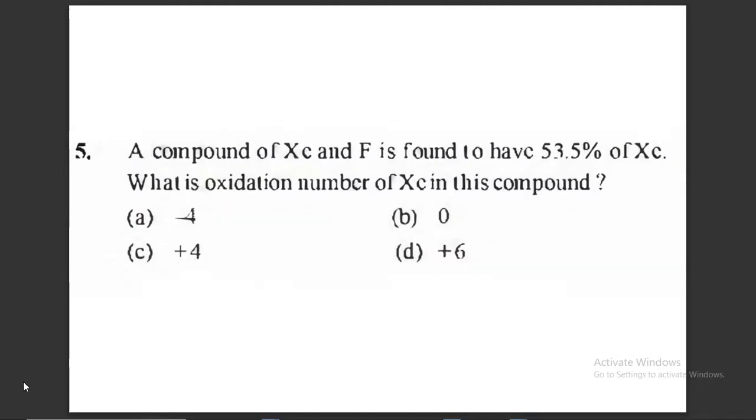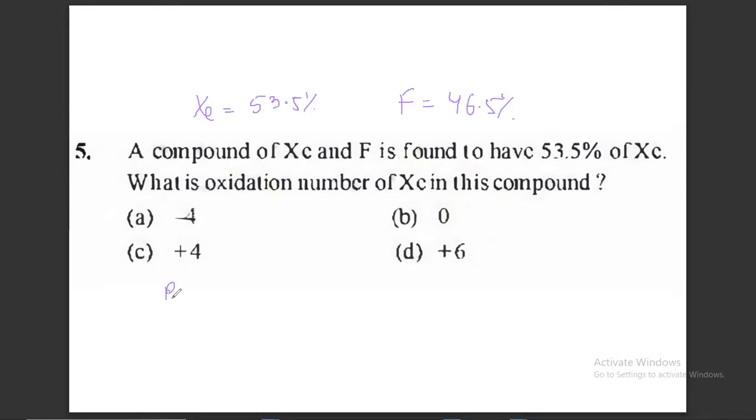Moving on to question number 5. A compound of xenon and fluorine is found to have 53.5% of xenon. What is the oxidation number of xenon in this compound? So xenon has how many percentage? Let us write here 53.5% of xenon, and fluorine has 46.5%. So the relative number of atoms of xenon you can estimate from here.